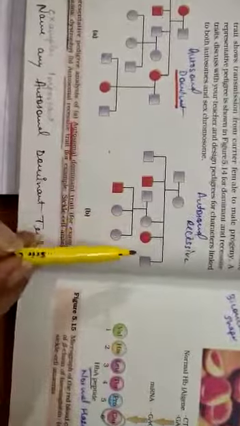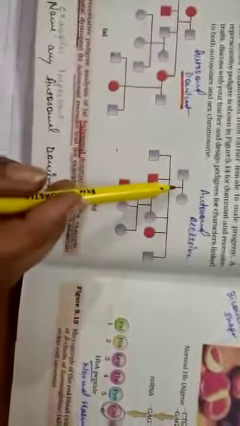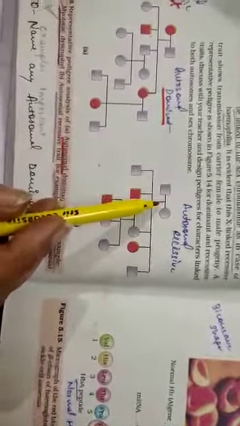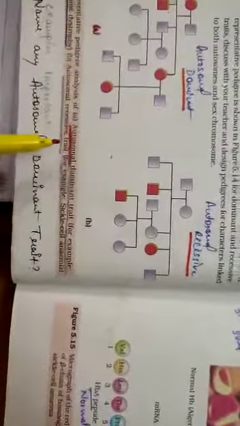If a trait does not appear in every generation, like this pedigree, the parents are not affected, but the trait appears in the second and third generation. It is missing in the first generation. So this is a recessive pedigree. As shown, the A pedigree is autosomal dominant, and the B pedigree is autosomal recessive. So how will we identify?